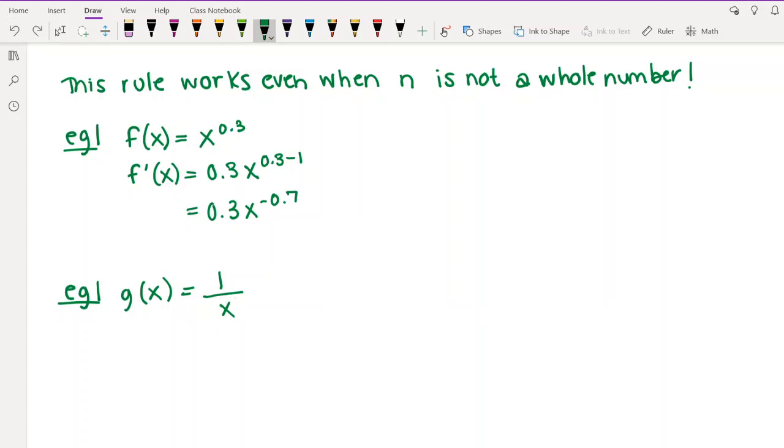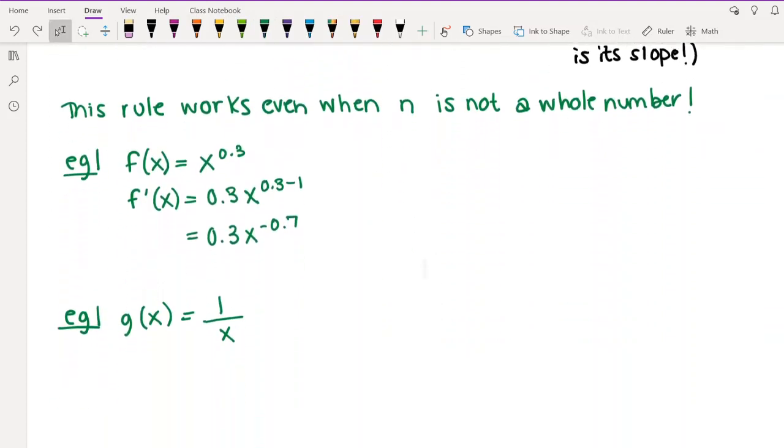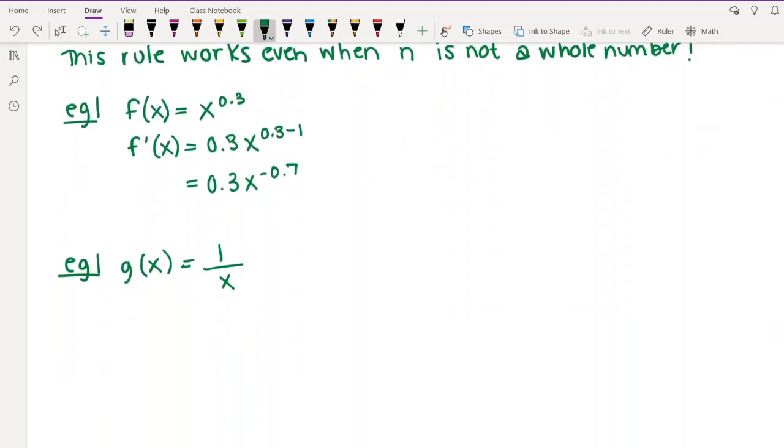In order to use this rule, your function literally needs to look like x to a power. It can't be 1 over x to a power. It can't be something like x squared divided by the square root of x. It needs to literally be x to a power. So if you have something like 1 over x, you want to find a way to rewrite it so that it is x to a power. The first step is that we're going to rewrite in x to the n form.